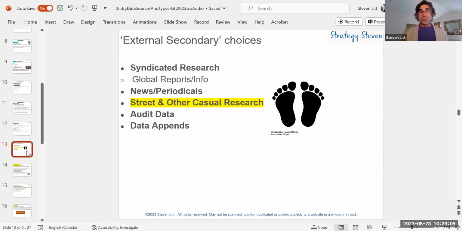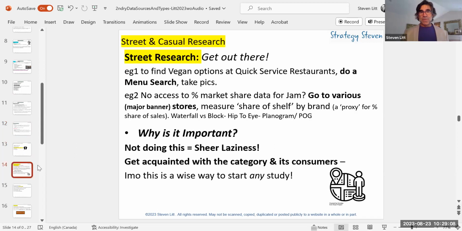Let's move on to street research and other casual research. Street research means getting out there. So if you're working for a quick service restaurant and you need vegan options, go do a menu search. If you want market share information and you sell a fast moving consumer good, go to some stores and look for share of shelf by brand or by flavor or whatever else. So why is this important? Street research is important because not doing it means you're just being lazy. This is a great place to start to get acquainted with the category, maybe the consumers, the segments of the market, etc.